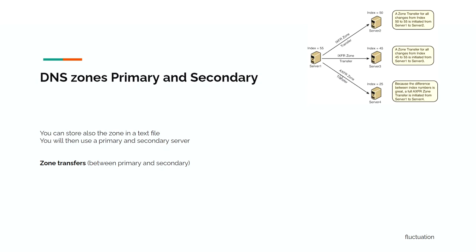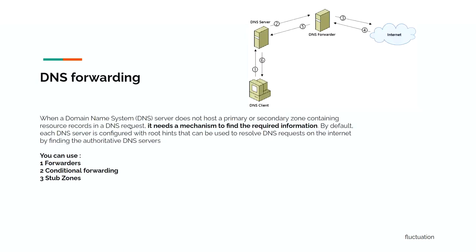And after, for the delta, meaning that when you change something between the full one, it will do an IXFR. Okay, so it will be just a delta here. So zone transfer is between primary and secondary. Now, what is DNS forwarding?